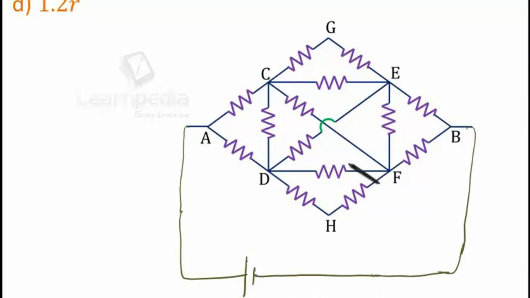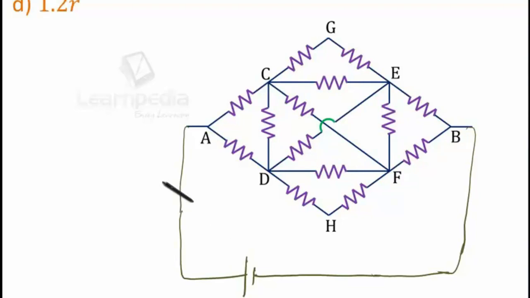As we can see, the circuit is symmetric. Just forget about these 2 resistances first, CF and DE. Then you can see the circuit is symmetric below and above the line AB. And these 2 resistances are connected diagonally in an identical manner, so they don't destroy the symmetry of this circuit.